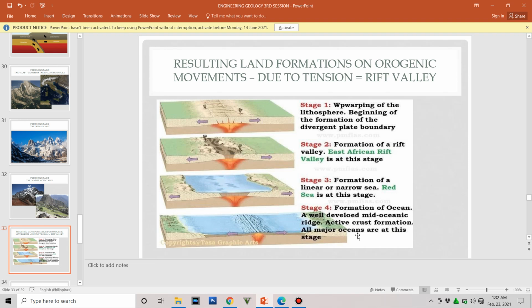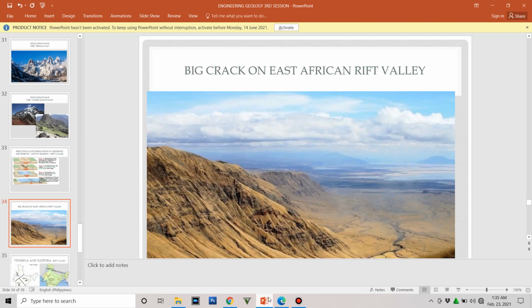All major oceans are at this stage. Okay. So as an example for this, we have a big crack on East African Rift Valley as stated on the stage 3. No? So when the lithosphere is subject to a horizontal extensional force, it will stretch. So kapag ni-stretch yan, ninipis, eventually it will rupture, leading the formation of the Rift Valley.